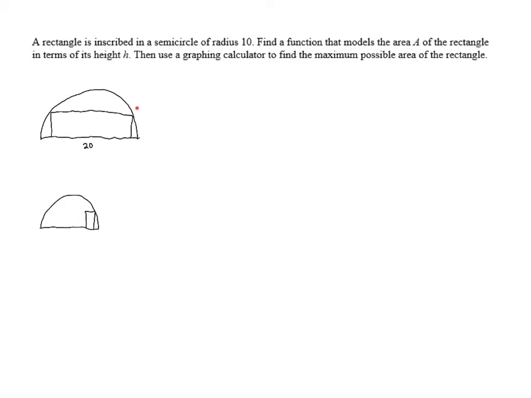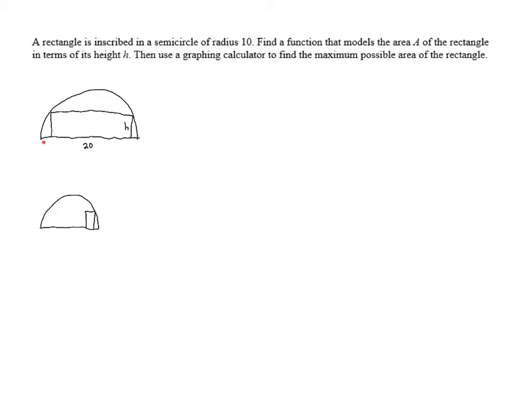So this is what it looks like to have a rectangle inscribed in a semicircle, but there are lots of ways that we could do this. We could have one that's taller and skinnier. We could have one that's shorter and wider. So there's lots of different ones that we could have. And what we want to do, though, is model the area in terms of the height that we choose, h.